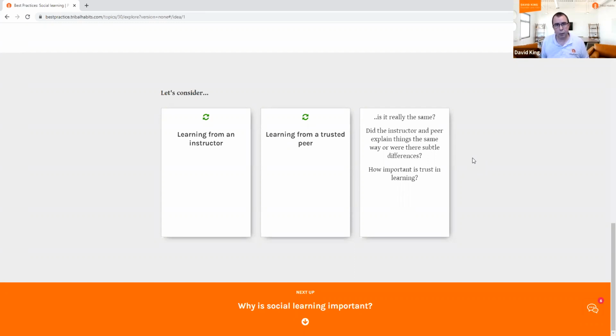And I think trust is important for learning, particularly with adults, which we'll talk about in just a second. And social learning brings in trust because it brings in your environment that you operate in, which you know, and it contextualizes that information into that environment, which makes you trust it more.